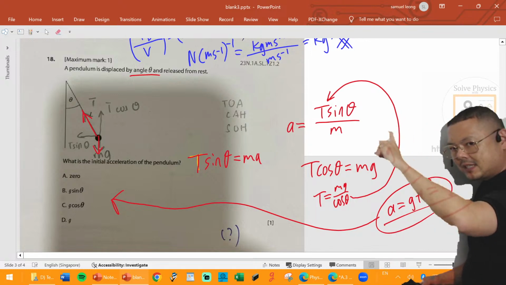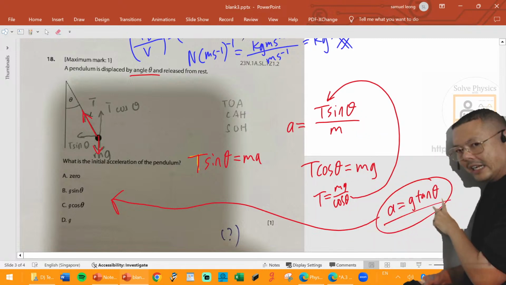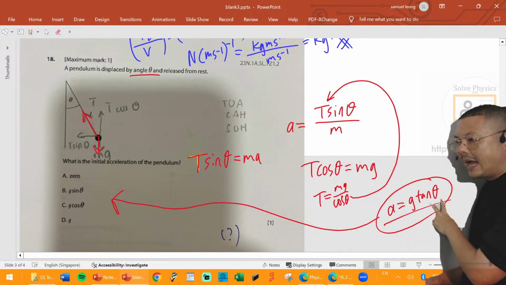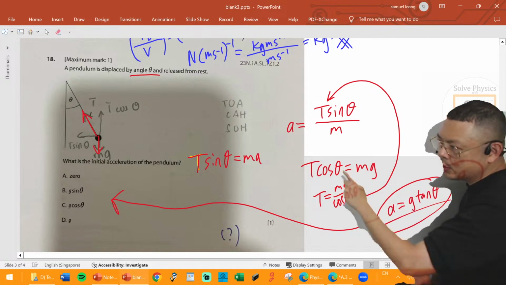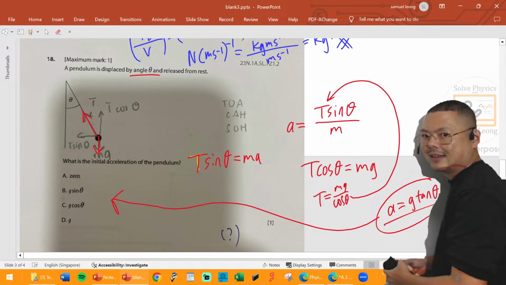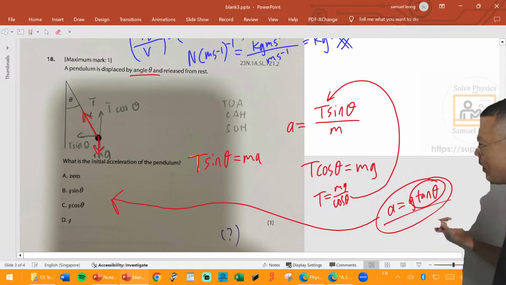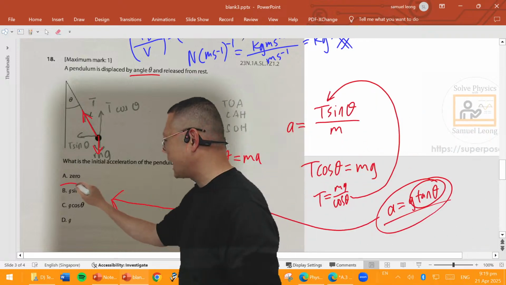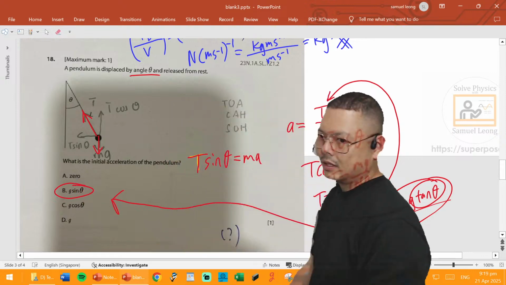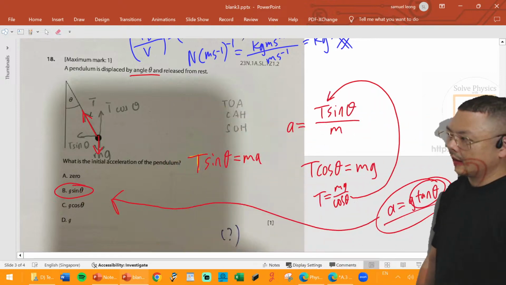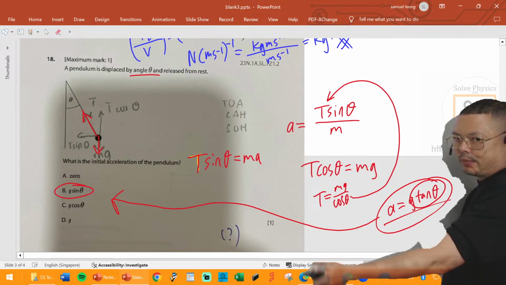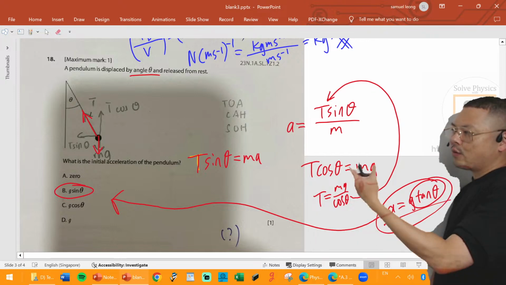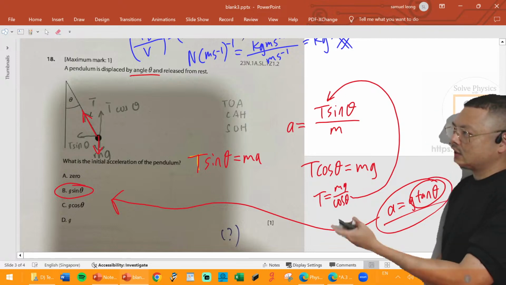In your math syllabus later on, you will learn that tangent theta, when the angle is small enough and in radians, will approximate to sine theta. So I would have just gone ahead to put g sine theta as the answer, simply because I know that it approximates. However, that's not the right way of doing things. So let's talk about the right way of doing things.